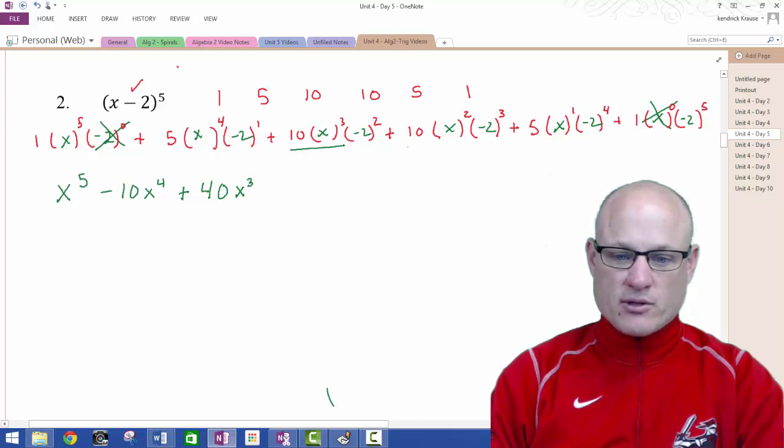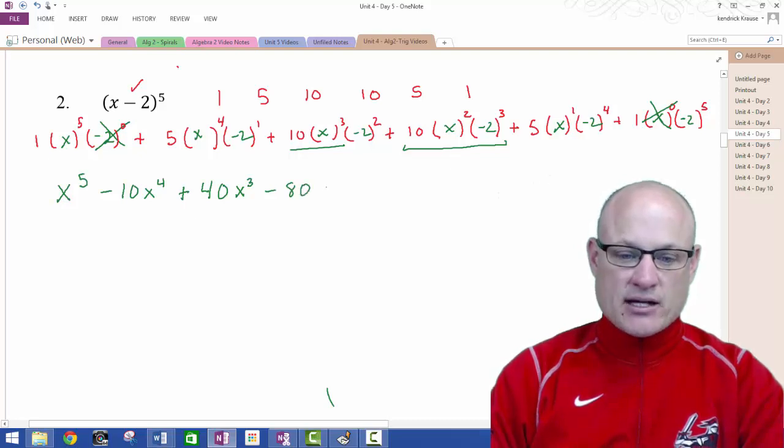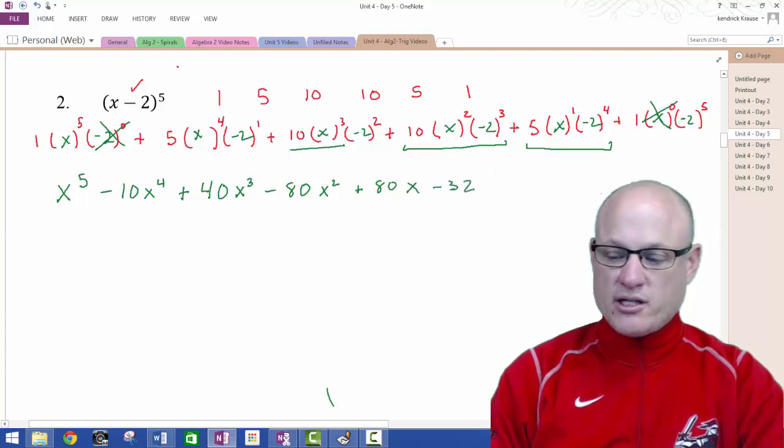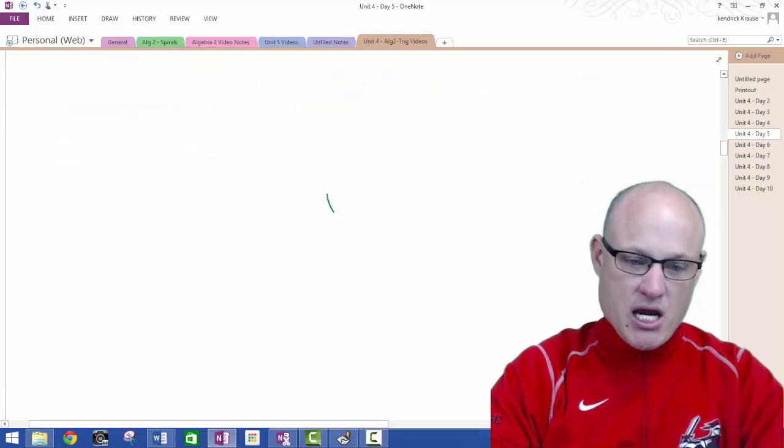So next one, here we're on this one. I'm not going to use a calculator anymore because it's kind of a pain. Negative 2 cubed is negative 8 times 10 is negative 80 x squared. Notice that the x's started at 5 and they're coming down. Next one. Negative 2 to the 4th power is positive 16 times 5 is 80x. And finally, negative 2 to the 5th power is negative 32. Finished. Done. Lovely.